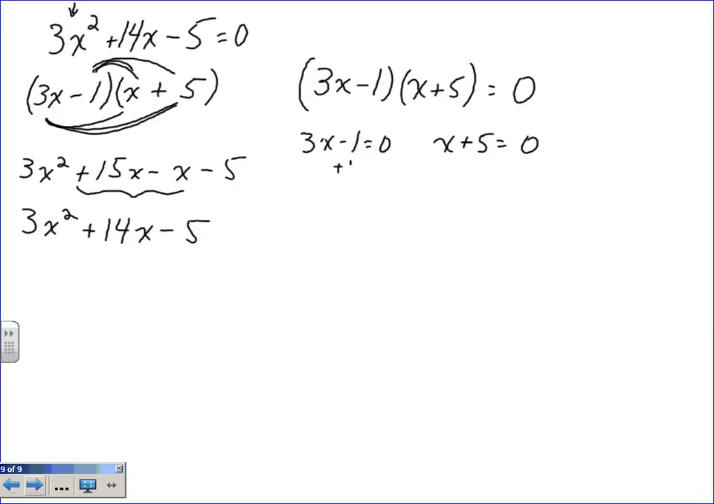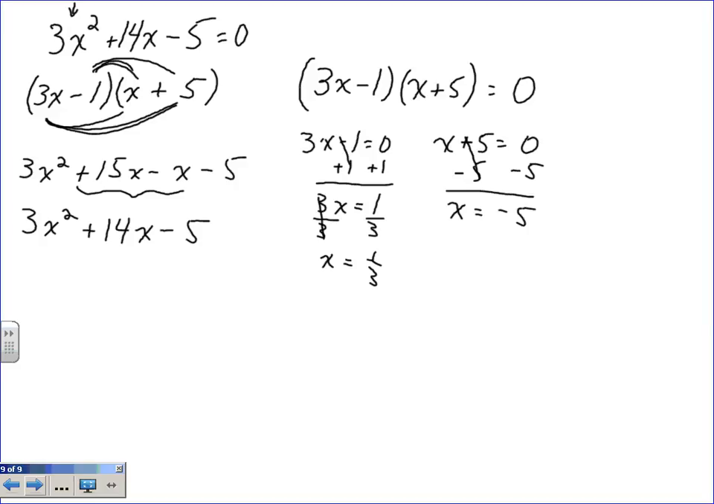I add 1 to both sides. 3x is equal to 1. Divide by 3, and x is equal to 1/3. And this other equation here, if I subtract 5 from each side, x is equal to negative 5. Okay, so a little bit different, a little bit tougher to factor.